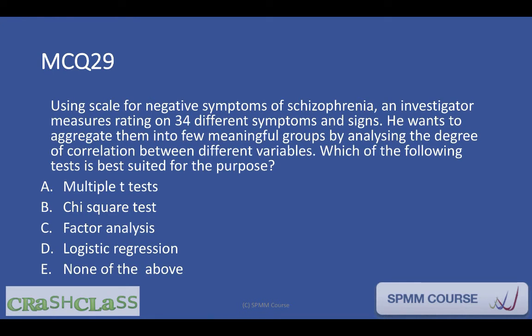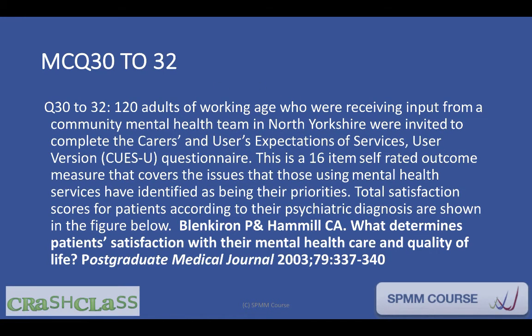Using a scale for negative symptoms of schizophrenia, an investigator measures ratings on 34 different symptoms and signs. He wants to aggregate them into a few meaningful groups by analyzing the degree of correlation between different variables. Which of the following tests is best suited? So you're going to aggregate data into a few groups. So you're reducing data into a small number of factors. This is called factor analysis. Multivariable, because there are multiple variables, 34 different symptoms and signs. So factor analysis is a multivariate statistical test.